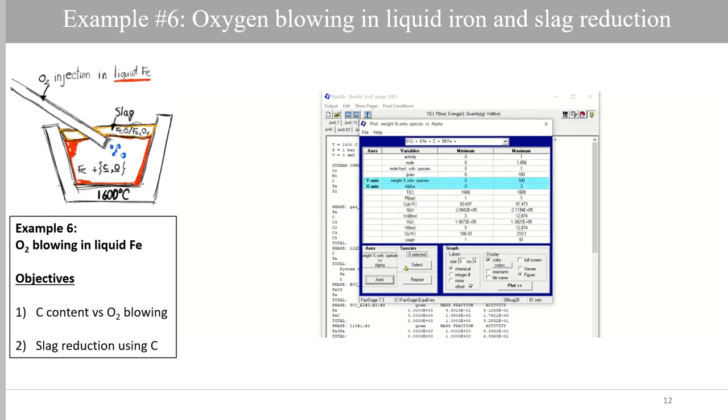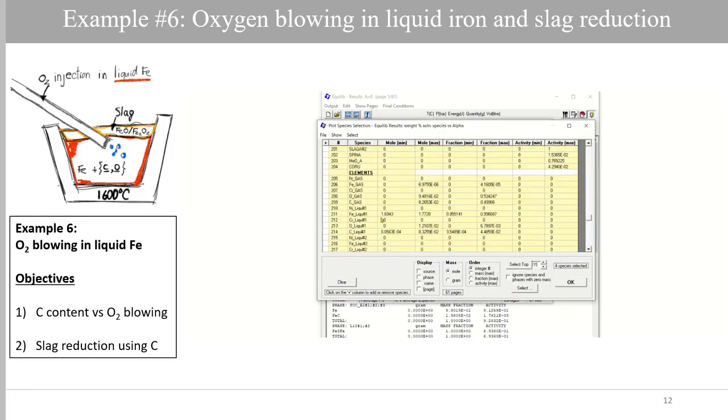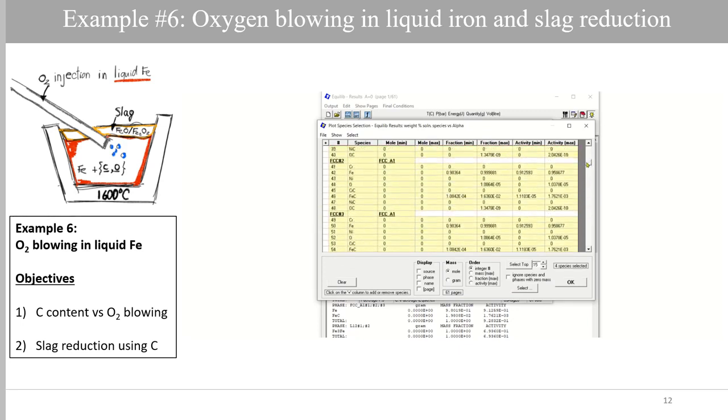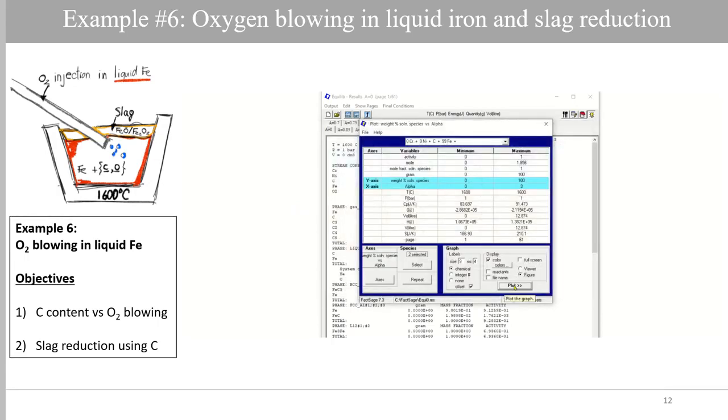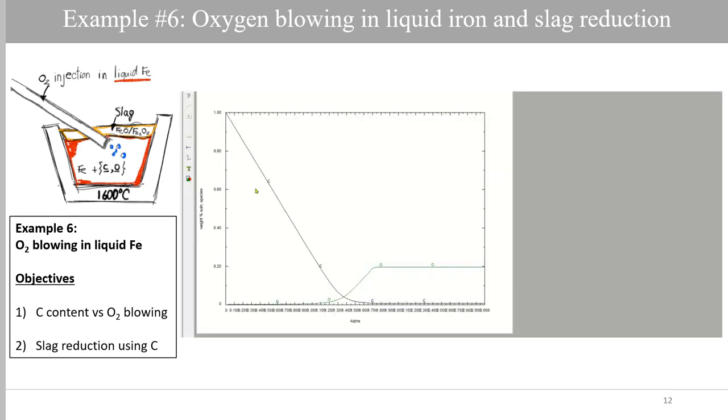Okay. The only step now that remains is to select the component of the solution that I want to observe, which are oxygen and carbon in the liquid solution. So I'm going to go here and select the solution that I want to work with. I'm going to clear everything and select the carbon and oxygen from the liquid solution and click on OK. Now, by plotting these results, I should be able to see the evolution of the carbon content in the liquid metal as well as the oxygen content.